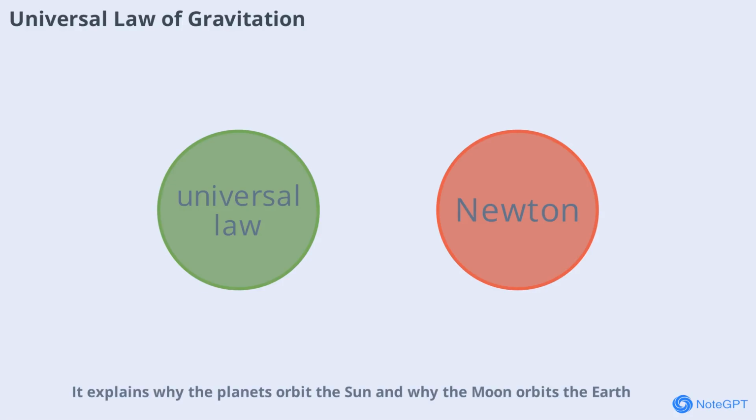It explains why the planets orbit the Sun and why the Moon orbits the Earth. The universal law of gravitation is a cornerstone of classical physics.